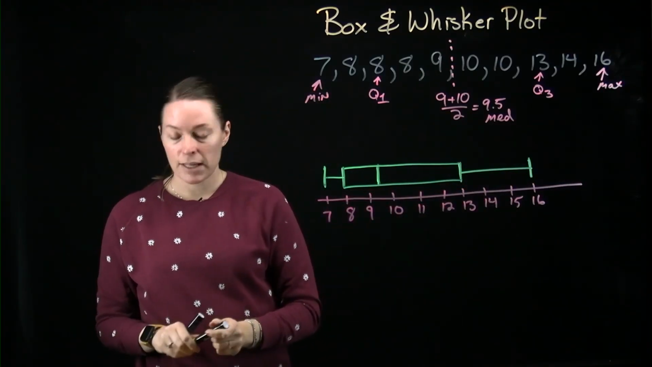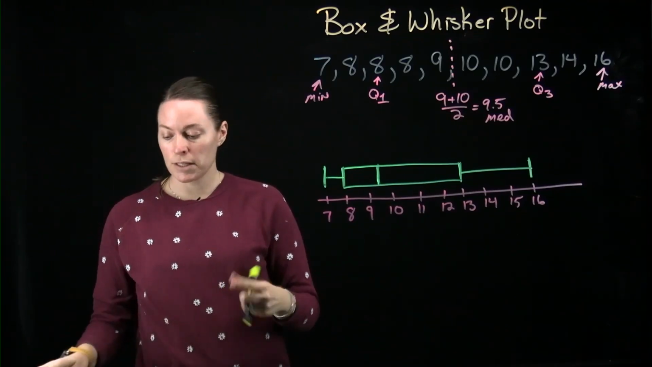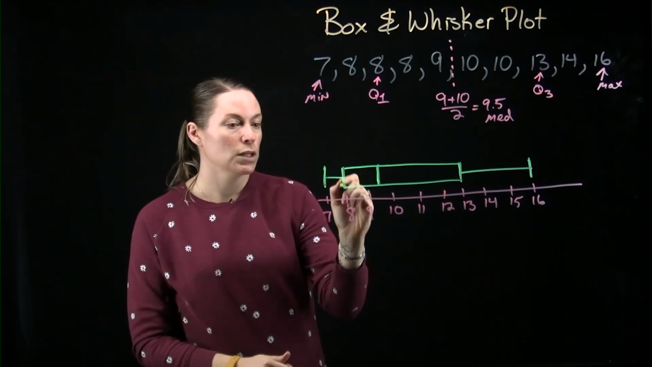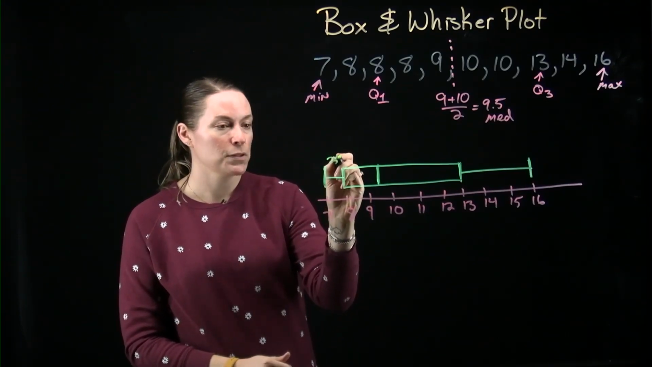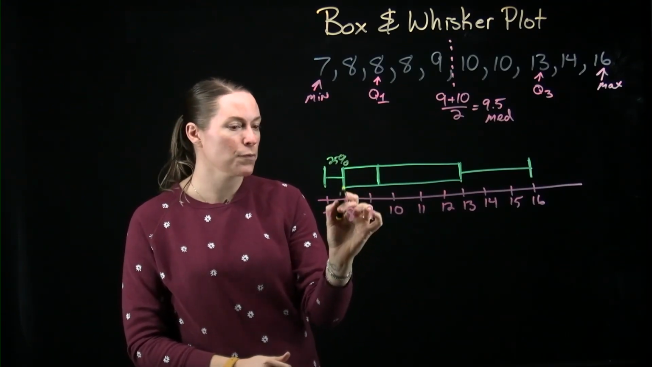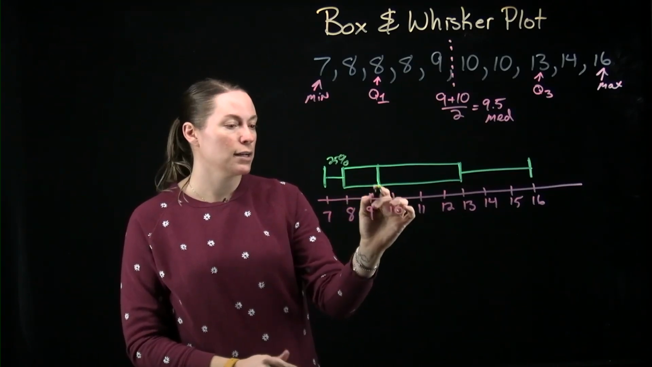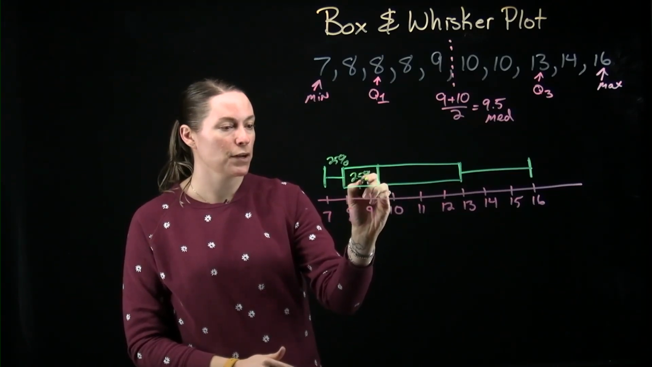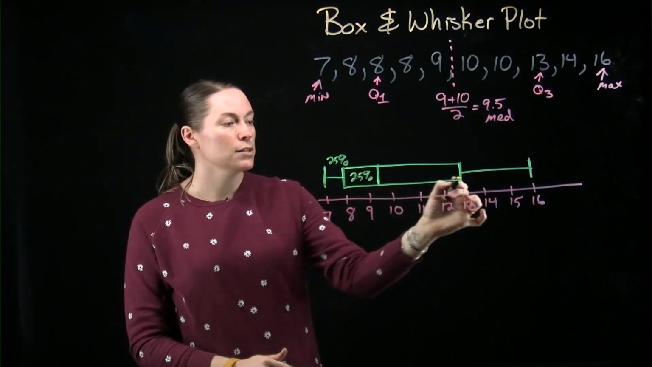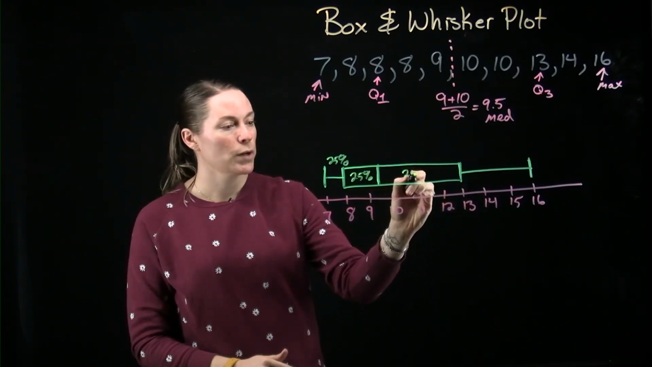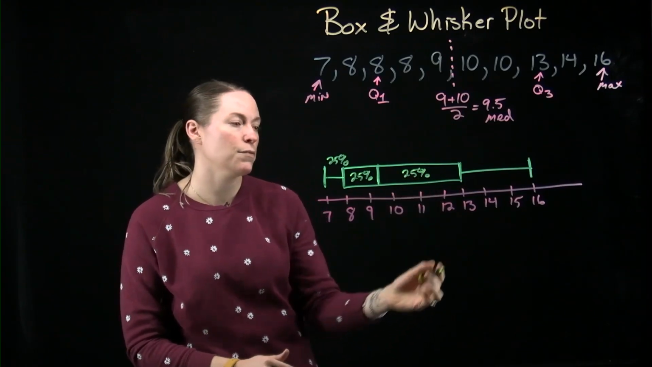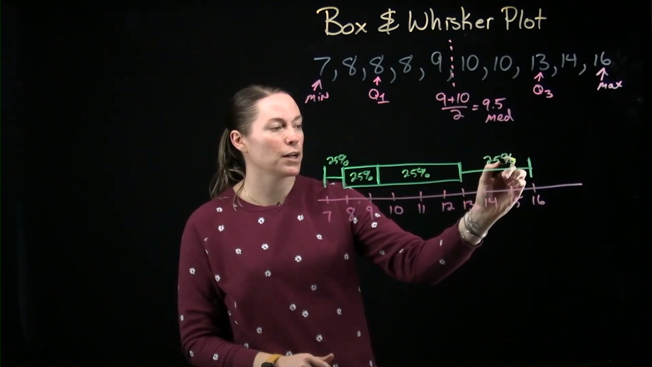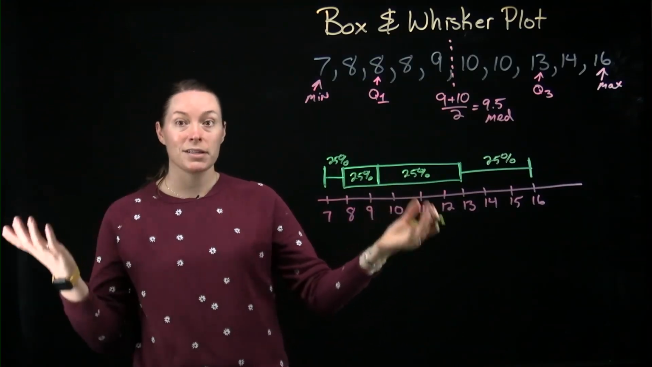Good thing to remember is that every quartile represents 25% of your data. From the minimum to the lower quartile is 25% of the data. From the lower quartile to the middle of our data, or the median, that's 25% of our data. From the median to the upper quartile is 25% of our data. And from the upper quartile to the maximum is the last 25% of our data, which when we add it all together is 100% of our data.